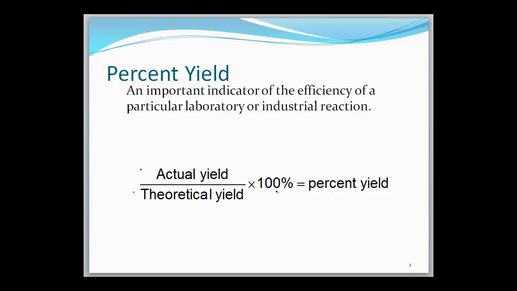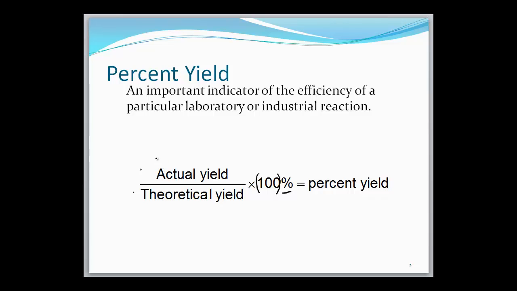Now, I just want to point something out here. You learn in your math class that when you have a percentage, you put it in decimal form. But what you're doing here is you're producing a percentage. So you have to multiply your value times 100 and then tack on the percentage symbol.